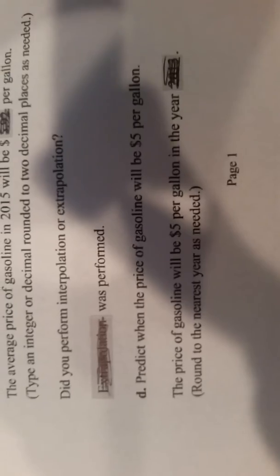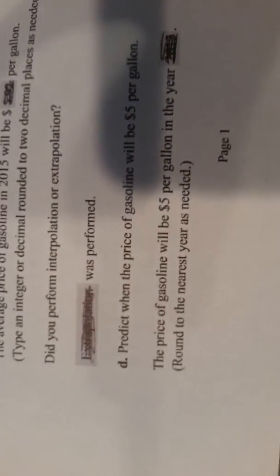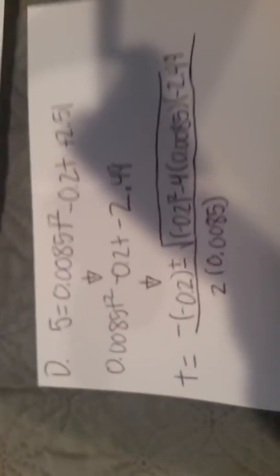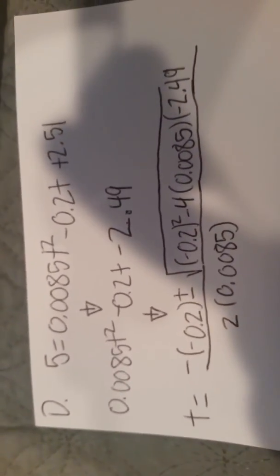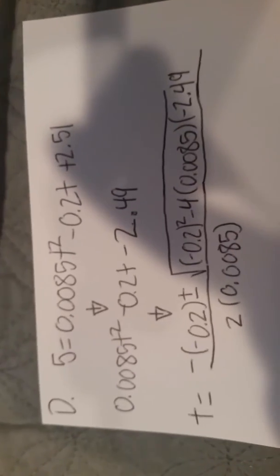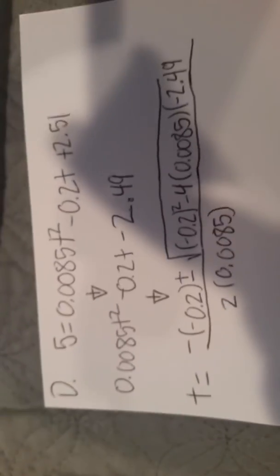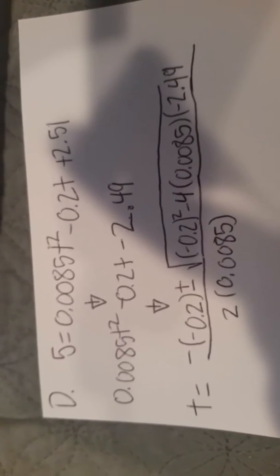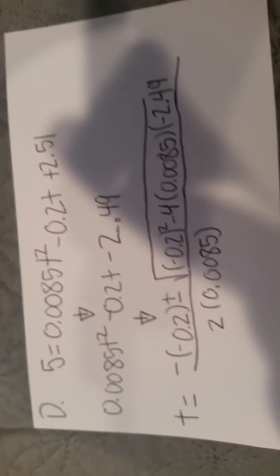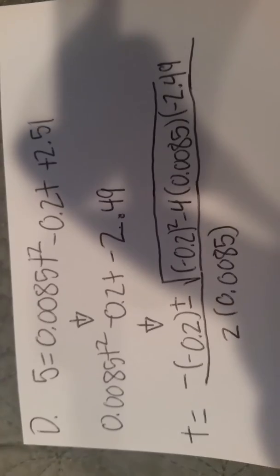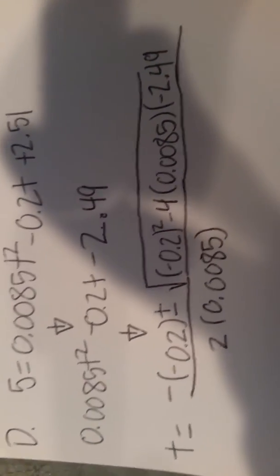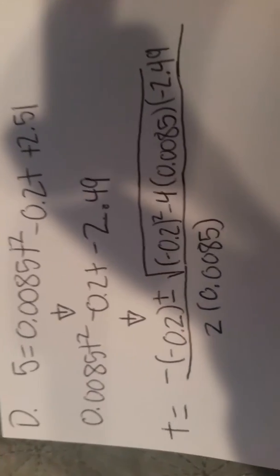So the last part is predict when the price of gasoline will be $5 per gallon. This one's different from all the rest. Instead of plugging in anything for T, we would set the whole equation equal to 5. The first step is to subtract the 5 from both sides. So instead of 0.0085 T squared minus 0.2 T plus 2.51, once we subtract the 5, it turns into 0.0085 T squared minus 0.2 T minus 2.49. And from here, it equals 0.